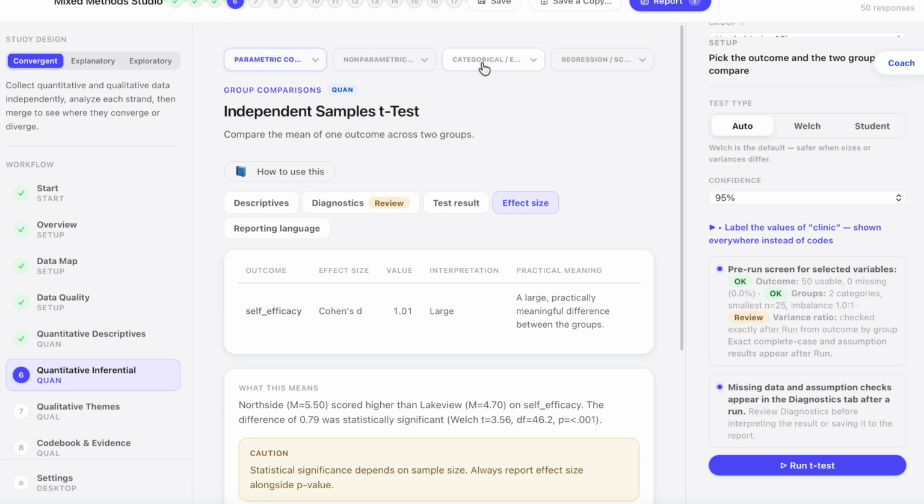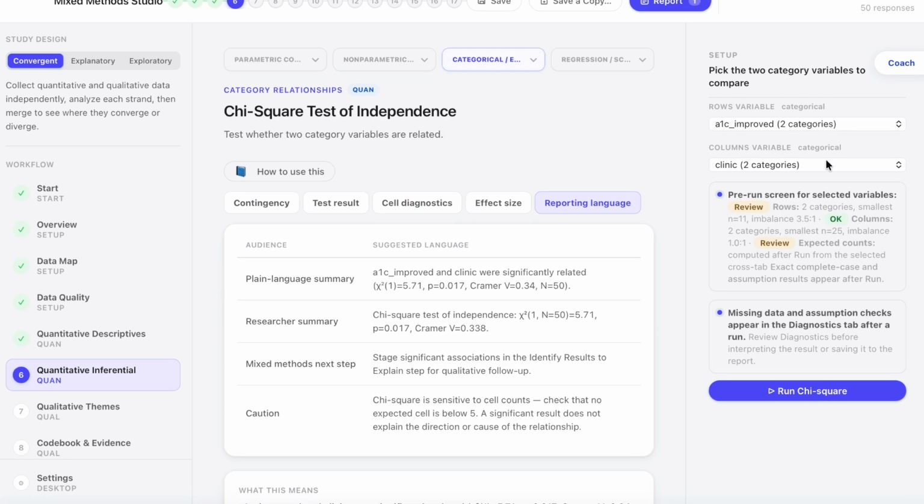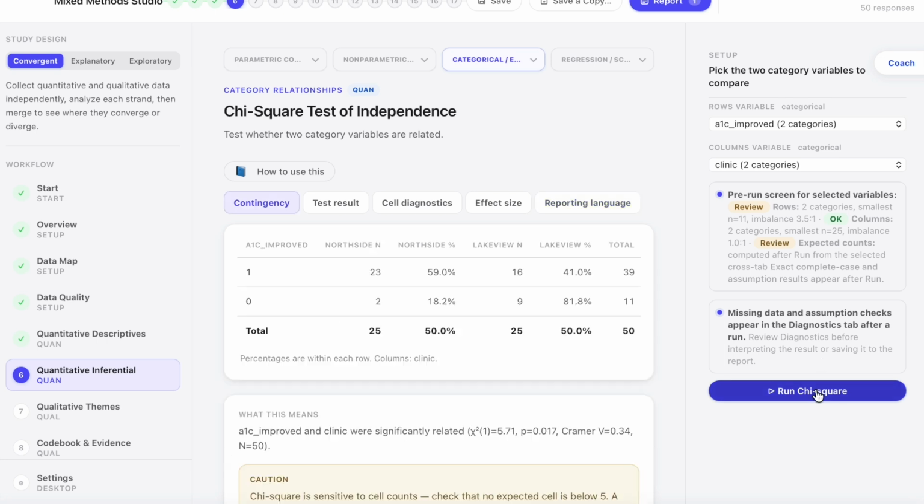Next, I run a chi-square with A1C improvement as the row variable and clinic as the column variable. And remember back at the data map, when we set these as categorical? This is where that pays off. If we'd left them as plain numbers, the analysis would have turned them away because it wouldn't have read them as categories. The first tab is the contingency table, the raw material the chi-square will test.